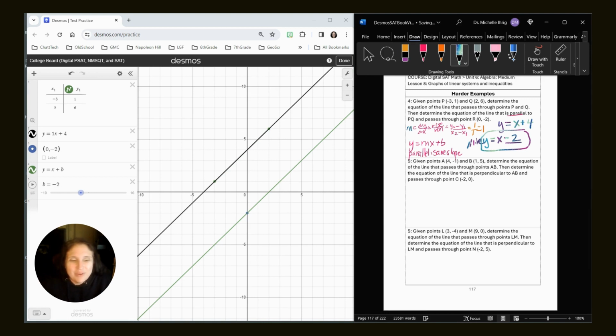All right, given points A, -1, and B, -1, 5, determine the equation of the line that passes through points A and B, and then determine the equation of the line that is perpendicular. The only new information is that when we do the perpendicular slope, it's the opposite reciprocal. It's opposite, flip, switch. The line is perpendicular to AB and passes through the point -2, 0.